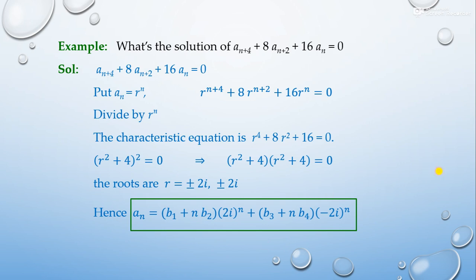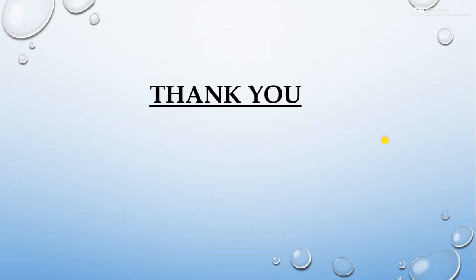So this was our homogeneous solution. In the next lecture we will discuss the particular solution. When we find the particular solution, after combining it with this we get the final solution of the given recurrence relation. So today's lecture is completed now.